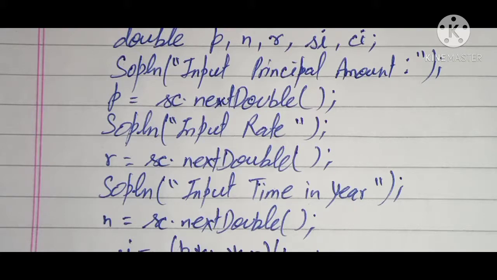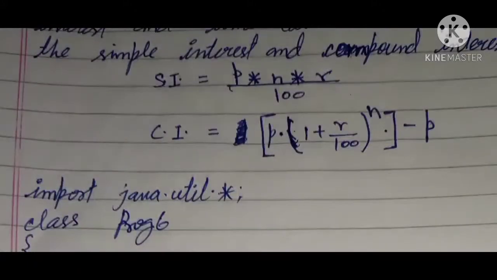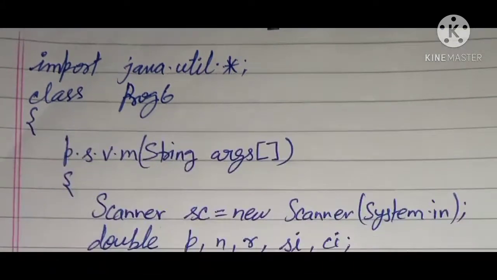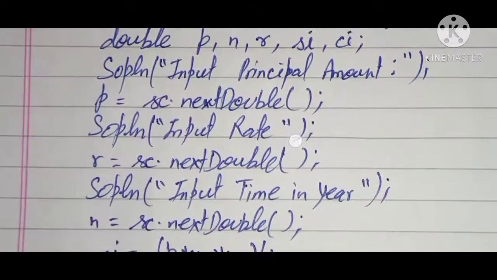So there is need to use the formula, and you know the formula. I have used the formula here. The formula is SI is equal to P into N into R divided by 100, and CI is equal to P into (1 plus R by 100) to the power N minus P. This formula we have to use after getting the values.